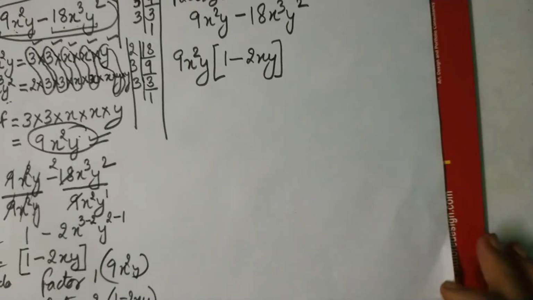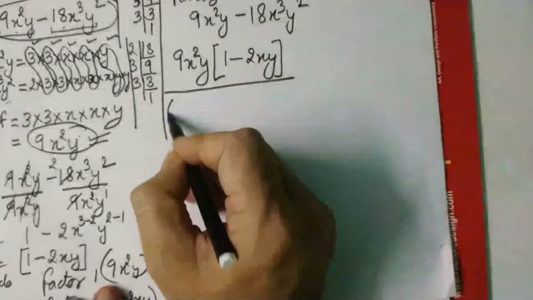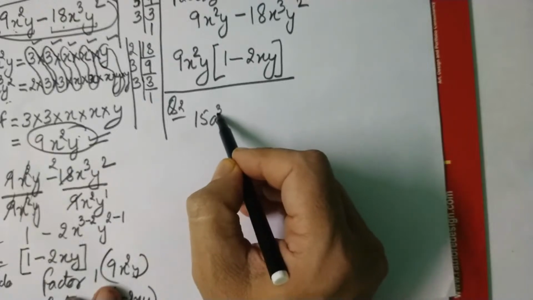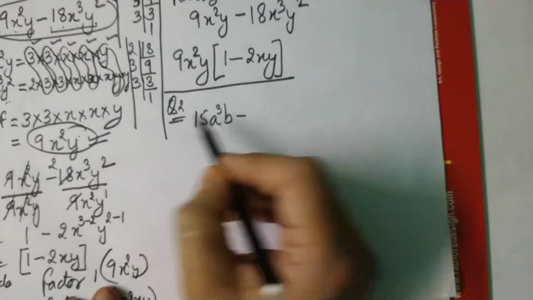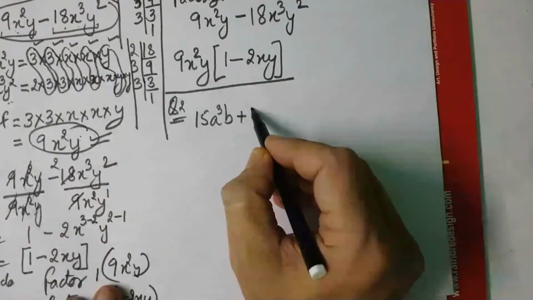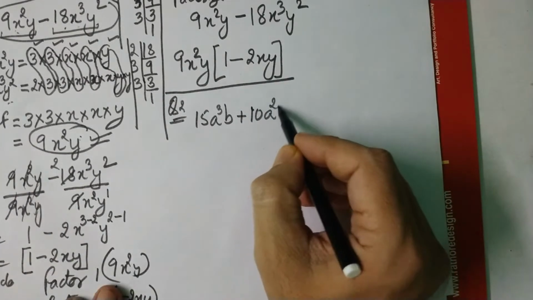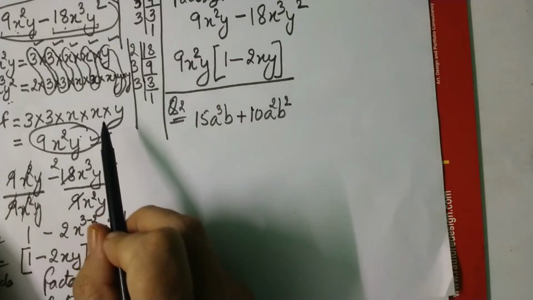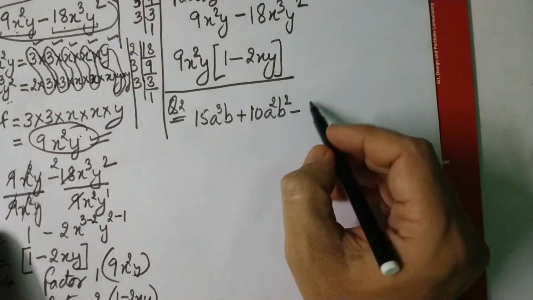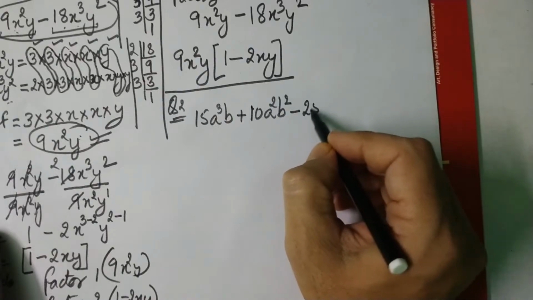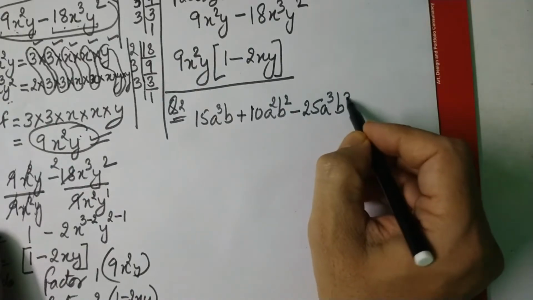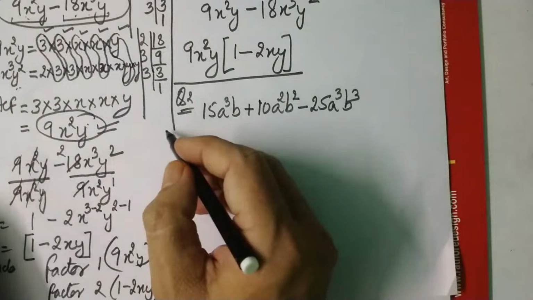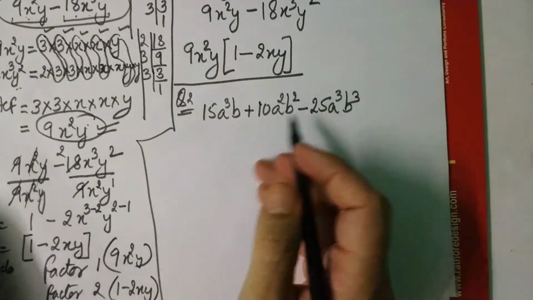And the next question I am writing is 15a cube b plus 10a square b square. Now this is factorization of two numbers. This is factorization of three numbers. Okay, three numbers factorization. So we will do the factorization in the same way in mind. Now either you do it in your mind or you can do the way I have told you.